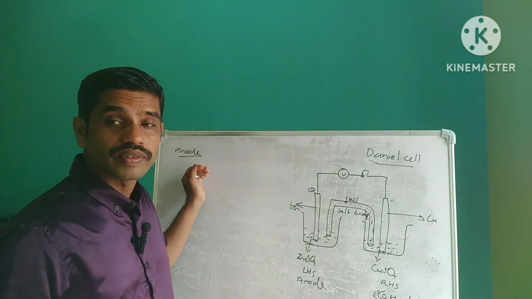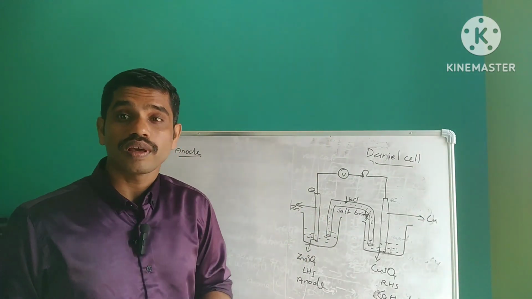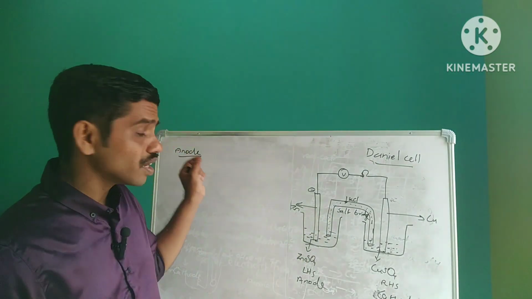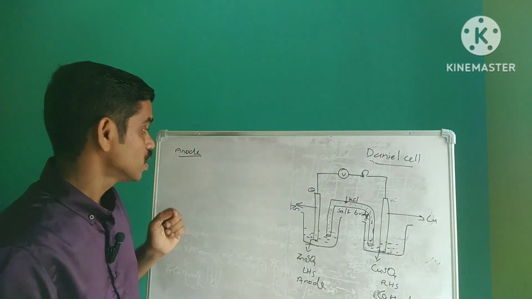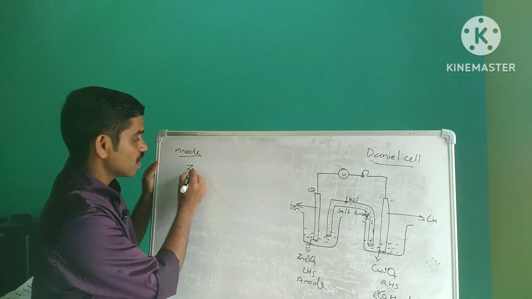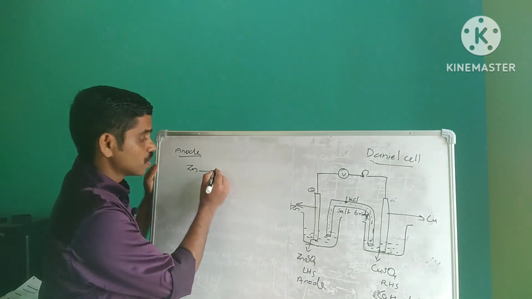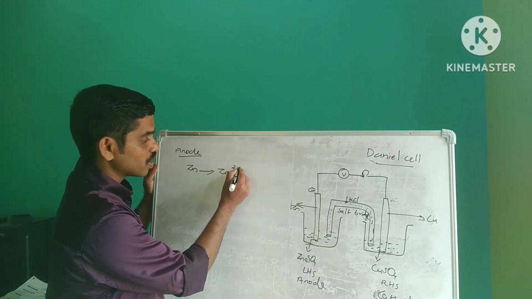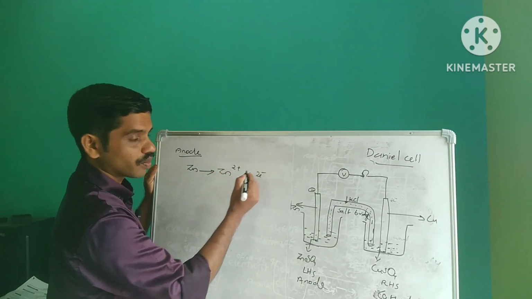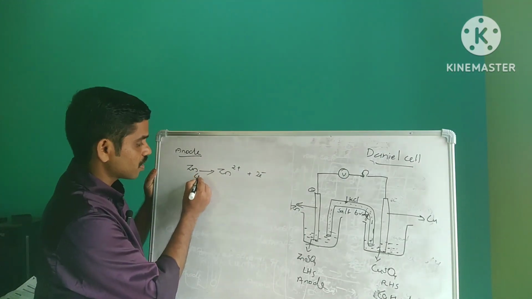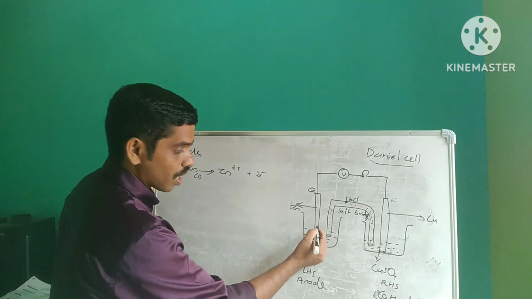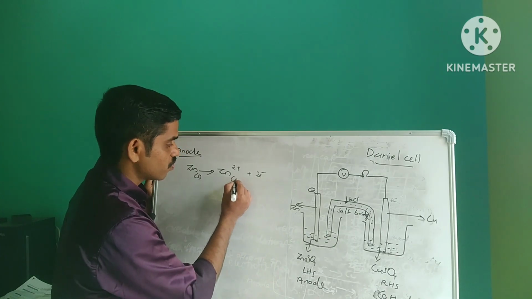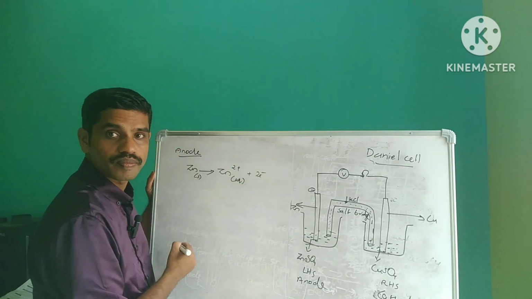So at the anode, we studied, what reaction will happen? Yes, at the anode only oxidation will happen. So the zinc electrode will lose 2 electrons to form Zn2+ and 2 electrons. So zinc atoms in the solid form will convert into aqueous.